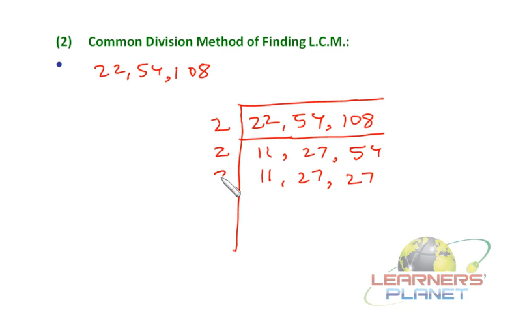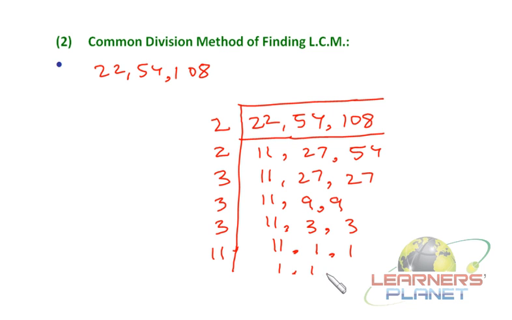Now let's begin with 3. 11 is not divisible by 3, write it as it is. Then 27 gives 9, then 9. Further by 3, it's 11 comma 3 and 3. Further by 3, 1, 1. Now 11 itself is a prime number, so we just divide it as it is. So we are getting 1, 1, 1. Now the product of all these numbers, that is 2 into 2 into 3 into 3 into 3 into 11, will be the LCM of 22, 54 and 108.